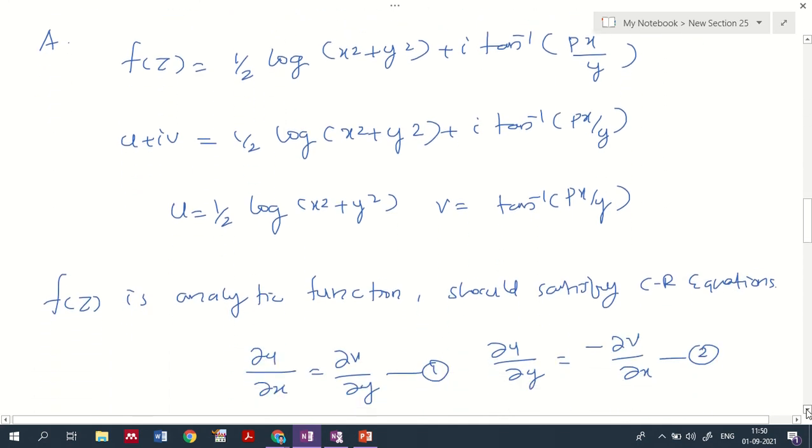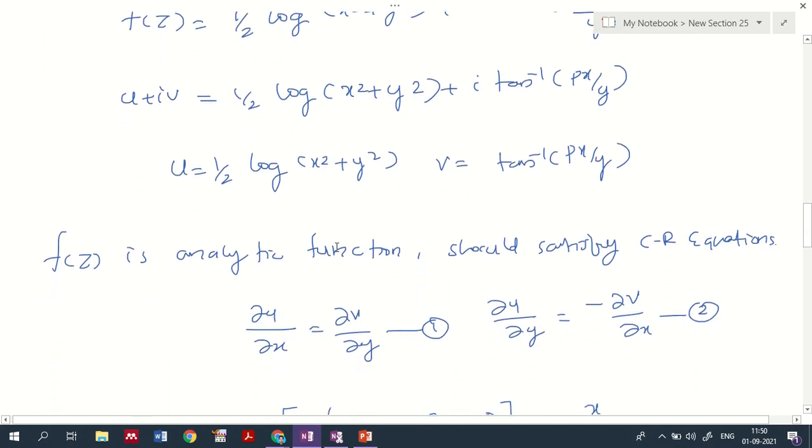So how do we do this? Here f of z is an analytic function, already given in the question itself. That means it should satisfy the CR equations. What are the Cauchy-Riemann equations? They are dou u by dou x equal to dou v by dou y, that is our equation number 1, and dou u by dou y equal to minus dou v by dou x, that is equation number 2.